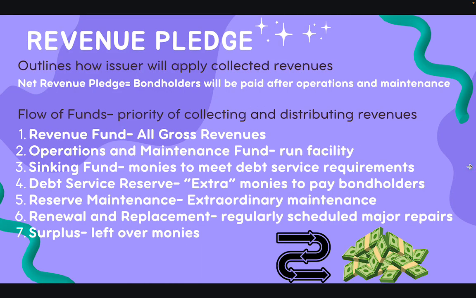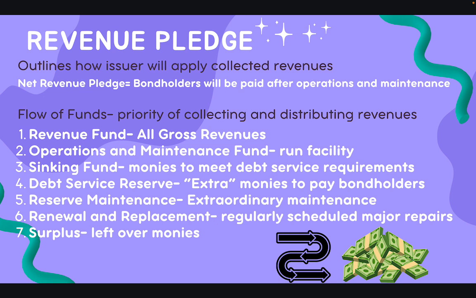And then there's a revenue pledge. This outlines how the issuer will apply the collected revenues. So once we get those revenues coming in, this is how we are going to issue them to our bondholders.